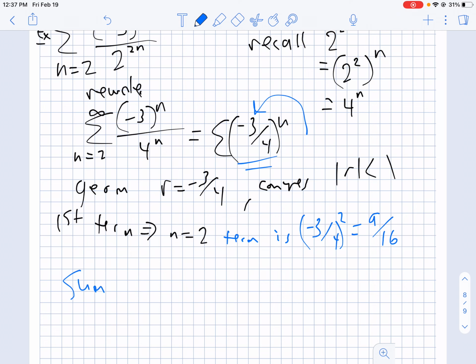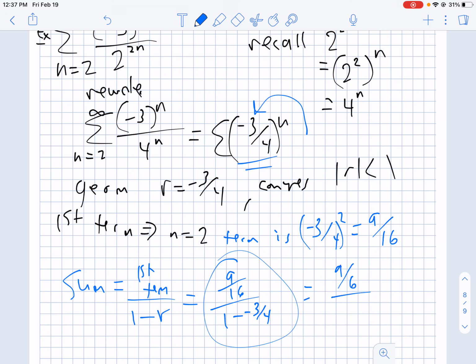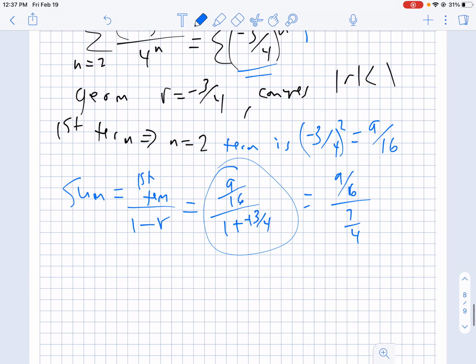Okay, so that means that my sum is the first term over 1 minus r. So that's 9/16 over 1 minus 3/4. I mean, this is honestly fine. You can leave your answer like this. If you want to clean it up, this is 9/16 over 7/4, and then you flip that up. So that's 9 over 16 times 4 over 7.